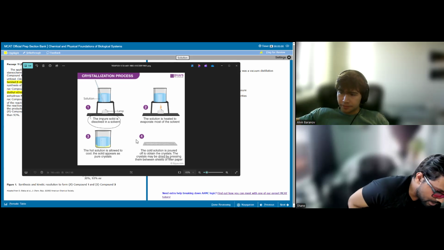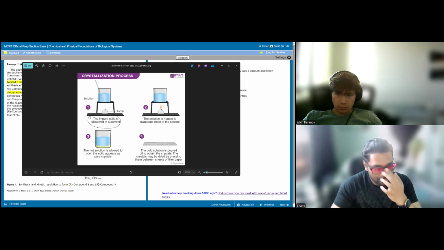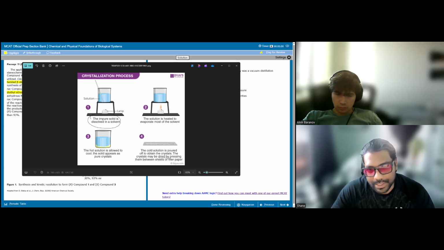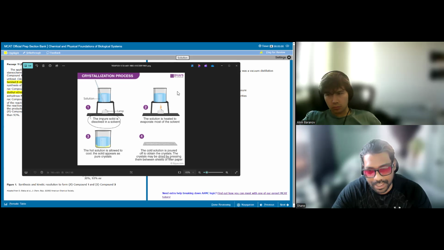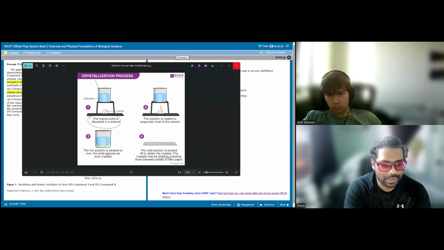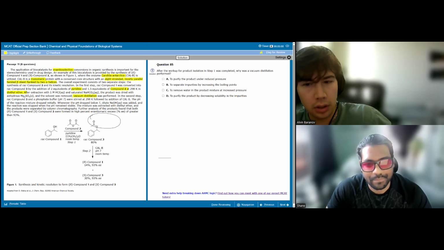So that's pretty much the idea there. You have an impure crystal and you dissolve it in a solvent to separate the molecules that compose the crystal and the molecules that compose the impurities. And you slowly cool it so that it can form that crystal again, but with fewer of those impurities being embedded in that crystal. Okay, got it.